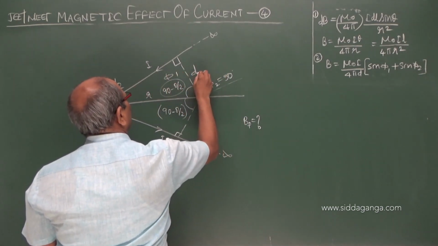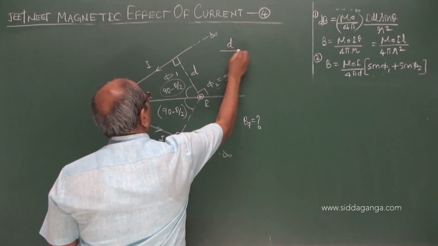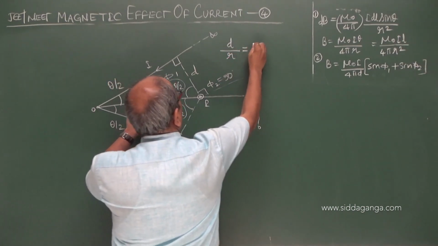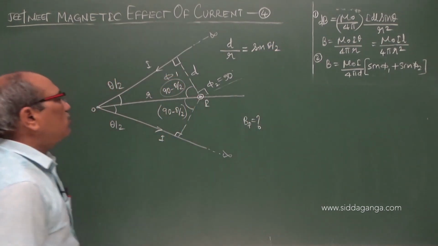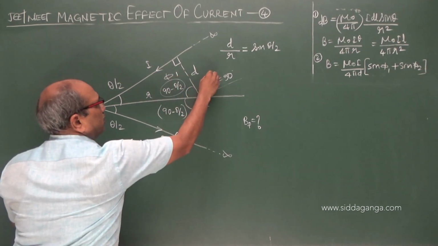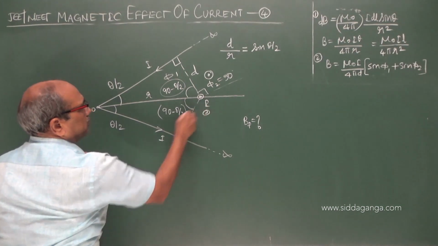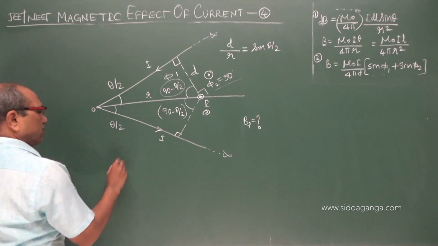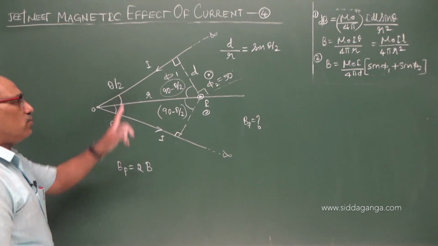If you want D, take the triangle: opposite side by adjacent side r, hypotenuse, gives you D = r sin theta by 2. And if you see the direction, it is out of the board. So the field produced by the top wire, the bottom wire also produces the field. Similarity in angles, length, distance are the same. Therefore, BP can be written as 2 times the B produced by each one.